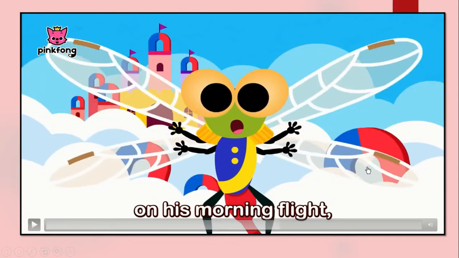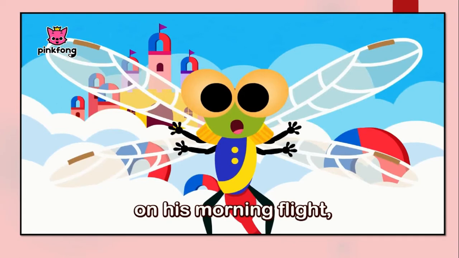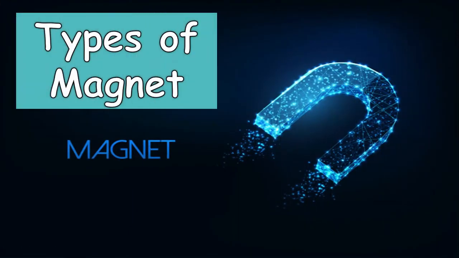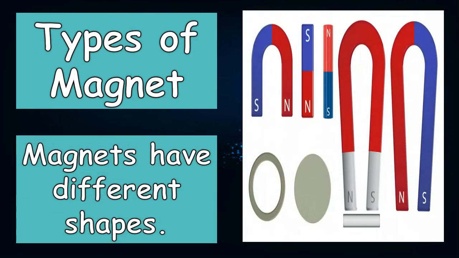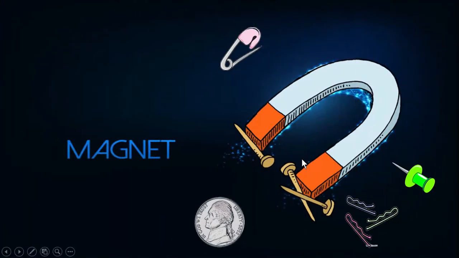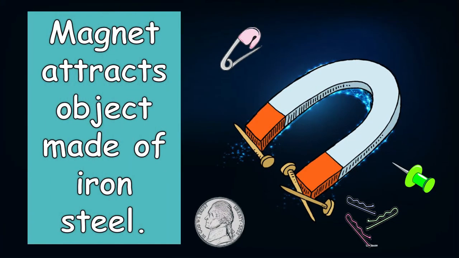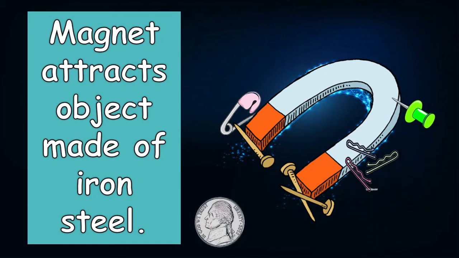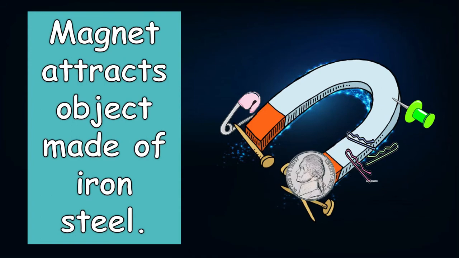Okay, as you've watched in the video, the magnet pulls things like push pins and clips. Let me explain further about magnets. There are types of magnets. These are the types of magnets according to shapes. And remember, magnets attract objects made of iron or steel. What are examples of iron or steel that can be attracted to a magnet? Like pins, push pins, hairpins, and a penny made of iron, steel or nickel.